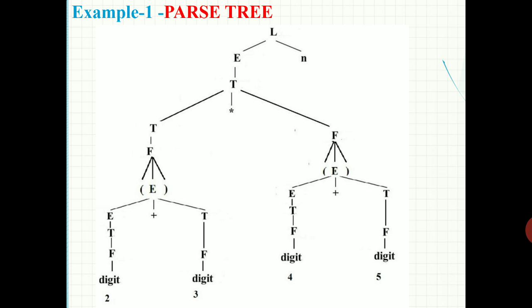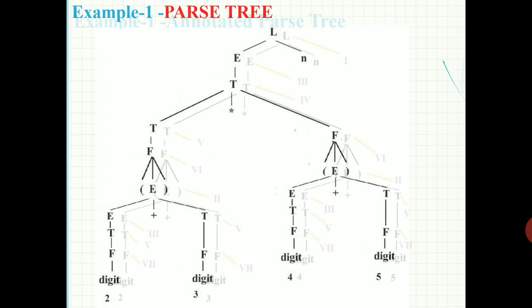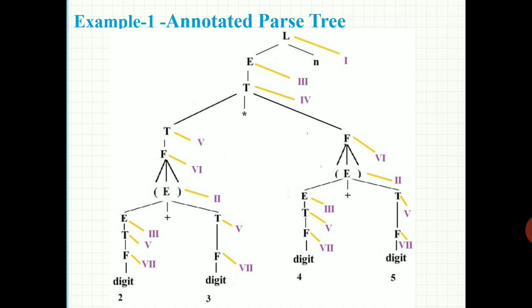This is the parse tree. You already know how to draw the parse tree for a particular input string. Then to evaluate this, we can associate the semantic rules to the parse tree, so it becomes an annotated parse tree. Here we numbered each and every rule from 1, 2, 3 up to 7. So we are associating this information to the parse tree, and then it becomes the annotated parse tree.